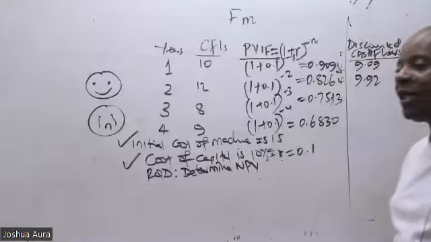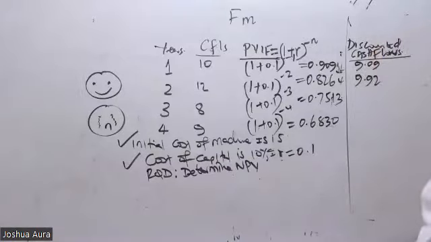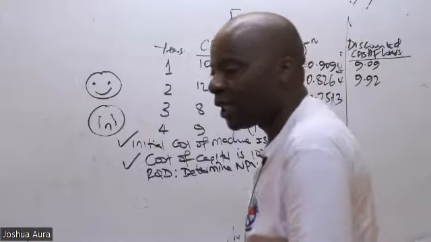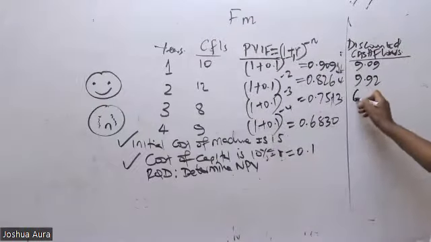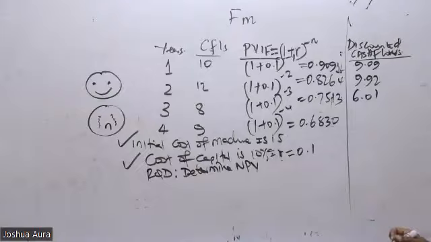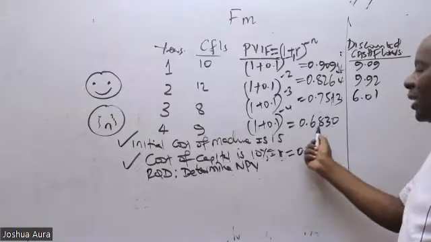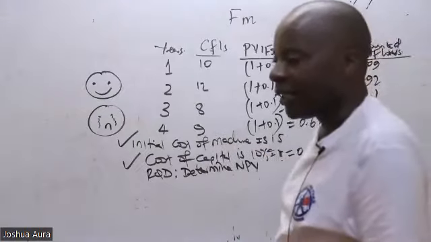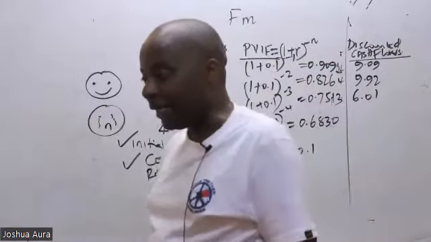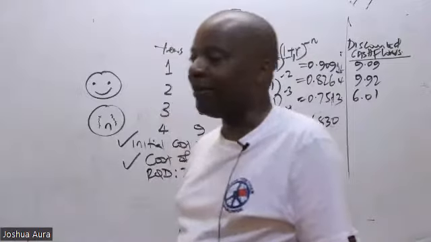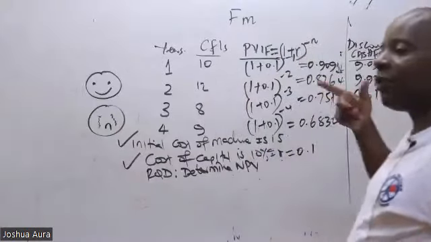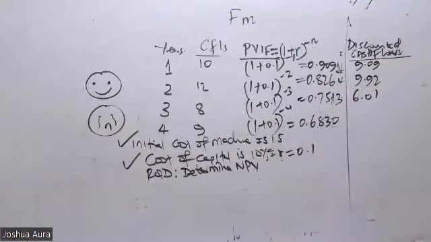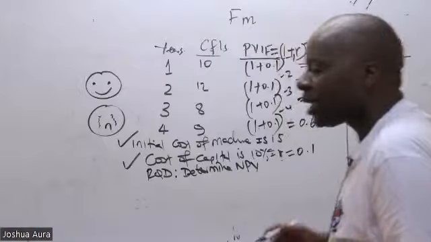For the third one, 8 times this figure, what do we have? 2 decimal places. According to my friend Mahabub, 6.01. And then now we have the last one. We have 9 times this, which will end up giving me the last one. According to Elijah, the discounted cash flow for number 4 is 6.15.